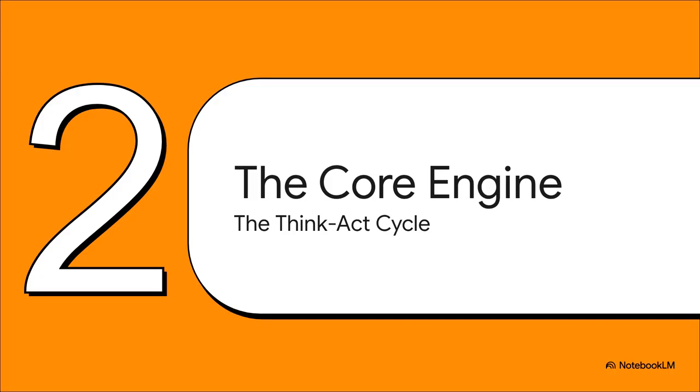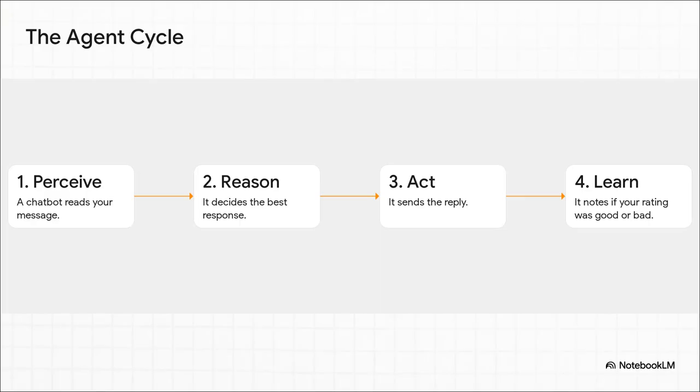So, we've climbed this whole ladder from the simplest reflex agents all the way up to these super smart learning agents. But what's the one thing they all have in common? Well, if you look under the hood, every single one of them, from the dumbest to the smartest, runs on the same simple continuous loop. It's this powerful 4-step cycle that just runs over and over.